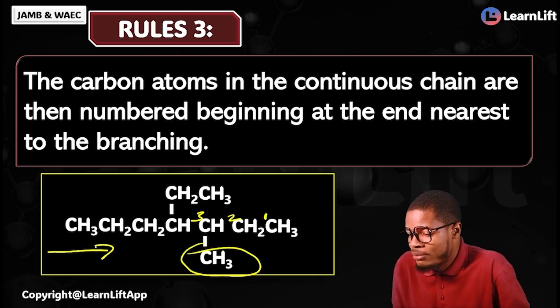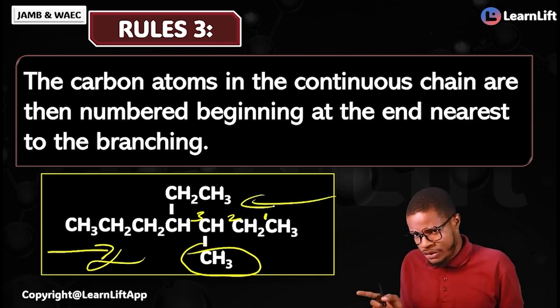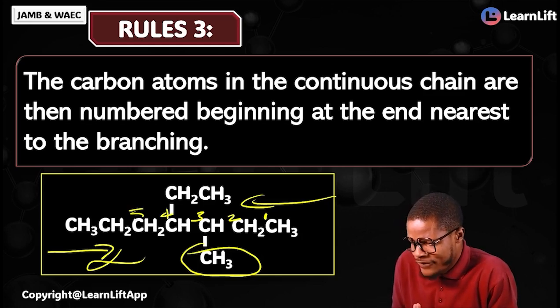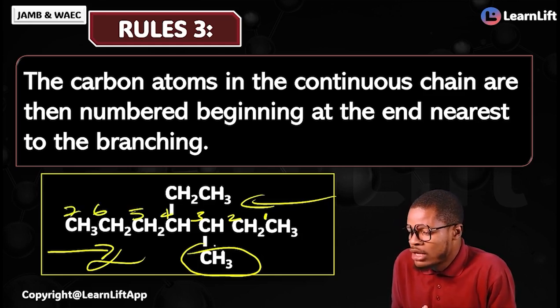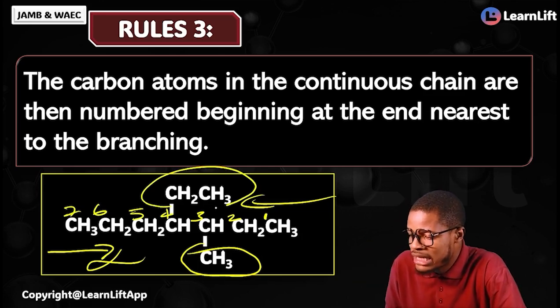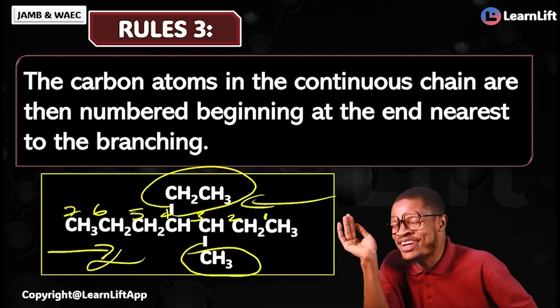So where do we start numbering from? If you number the first way, you are wrong. Number it this way: 1, 2, 3, 4, 5, 6, 7. So the first substituent is on carbon 3. The second substituent is on carbon 4. That's all. Don't worry, you will find this very easy.